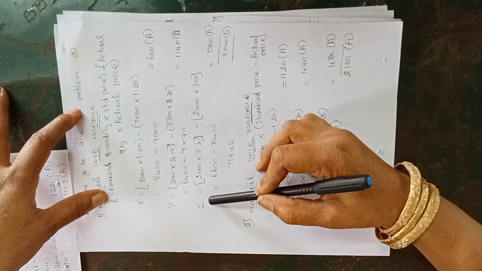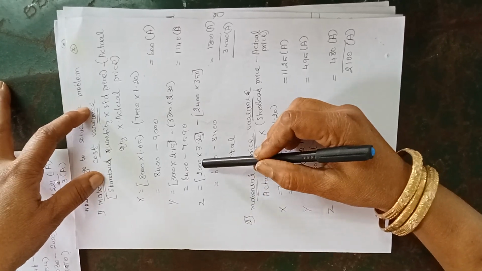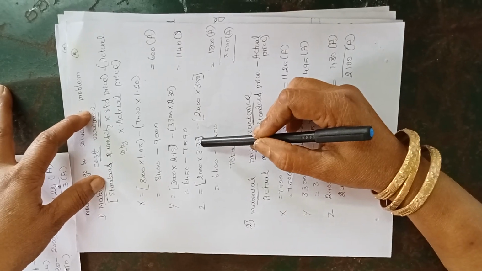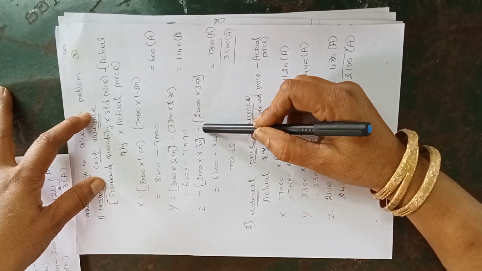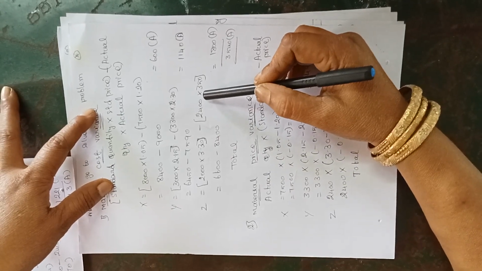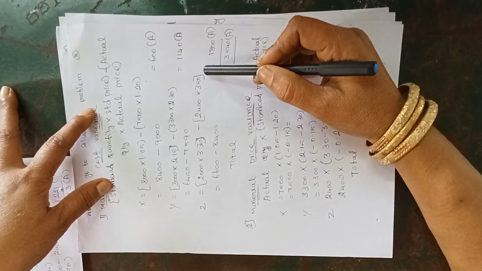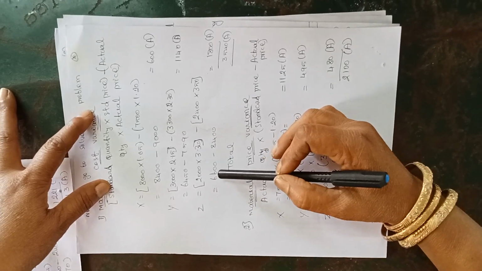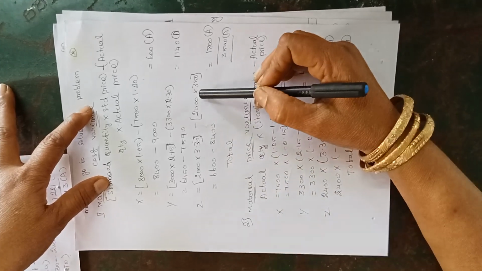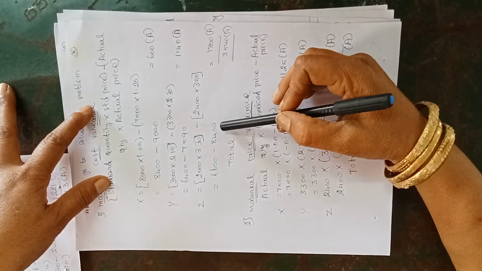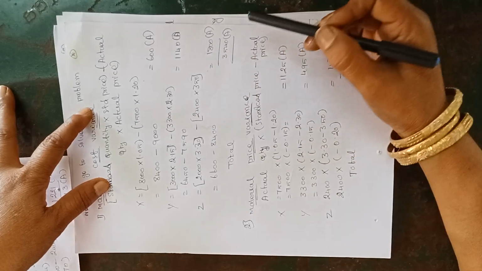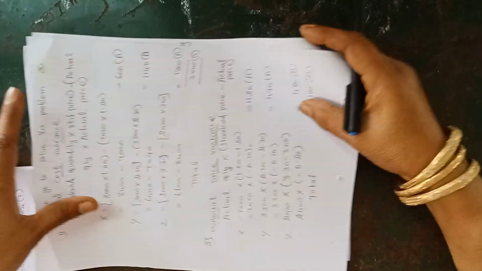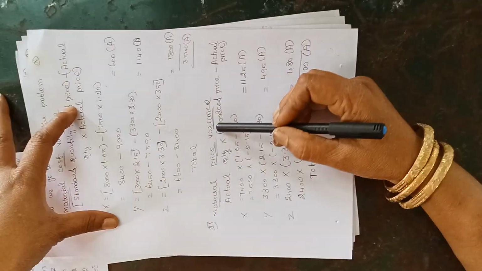Next Z equals standard quantity 2000 into standard price 3.30 minus actual quantity 2400 into actual price 3.50. 2000 into 3.30 equals 6600, minus 2400 into 3.50 equals 8400, which equals 1800 adverse. Total 3540 adverse. Next, the second formula, material price variance.